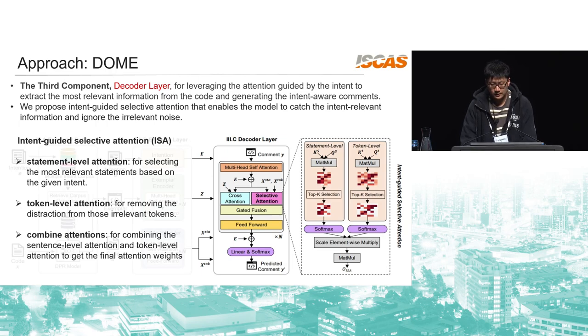Specifically, we first take the intent embedding and the statement-level code representation as input to calculate the statement-level attention, which aims to select the most relevant statements from the source code based on the given intent. Similarly, we calculate the token-level attention to remove the distraction from those irrelevant tokens based on the token-level code representation and the intent embedding. Finally, we combine these two attentions to get the final attention scores. By using this attention mechanism, DOOM can select the intent-relevant information from the source code, thereby controlling the content and the style of the generated comments.